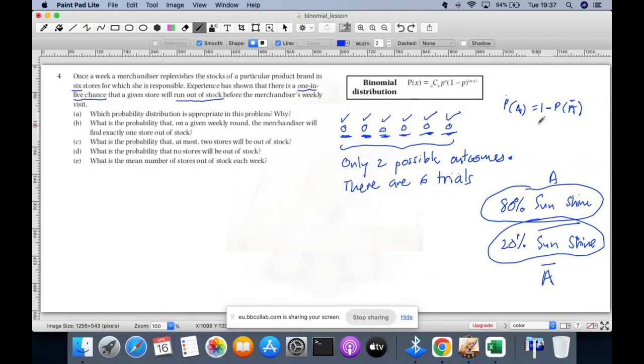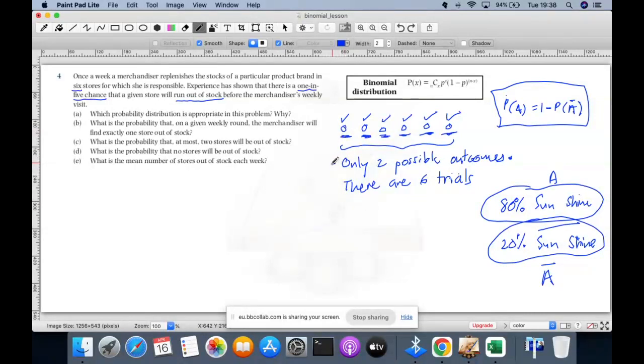All right. So that's what this is saying. These are complementary events, and that's what these events are. If you know the chance that you're going to have stock, and they're telling you that it's 1 in 5. So if it's a 1 in 5 chance that you'll run out of stock, then it's a 4 out of 5 chance that you will have stock. All right. They're complementary events.